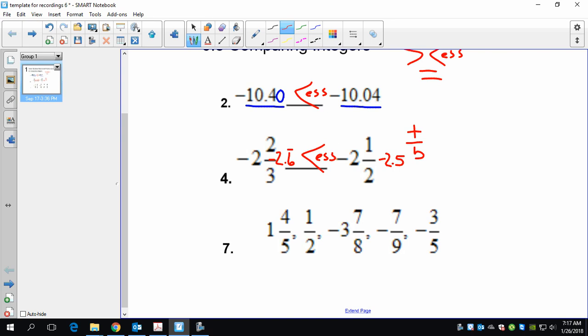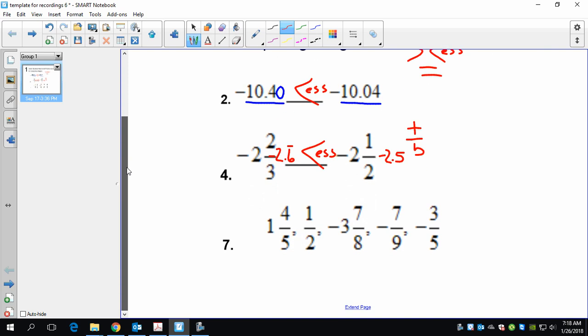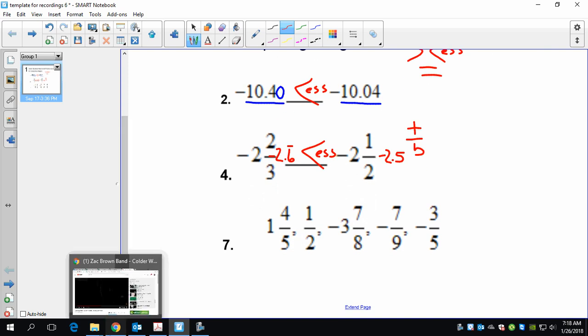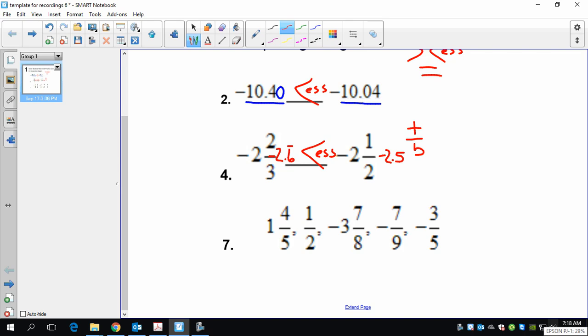For number 7, things get a little bit more complicated because they're asking us to do a bunch of fractions. So we're going to have to convert our fractions to decimals. So the very first one we have 1 4/5. We're going to divide the top by the bottom. 4 divided by 5 is going to be 1.8. 1/2, we did it up here. 1/2 is going to be 0.5.